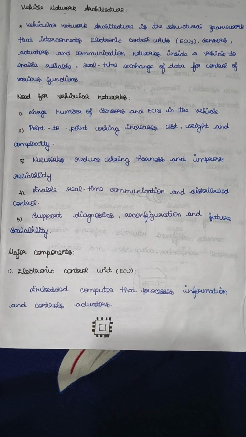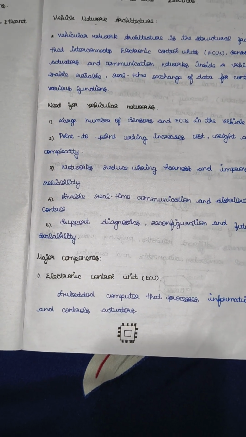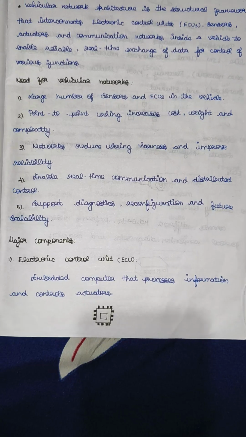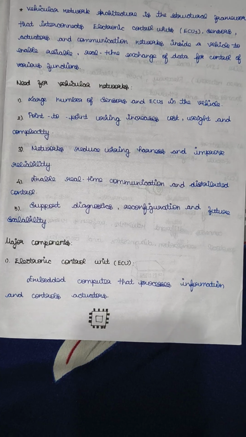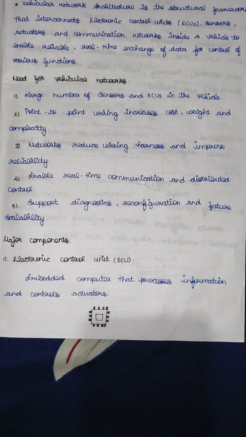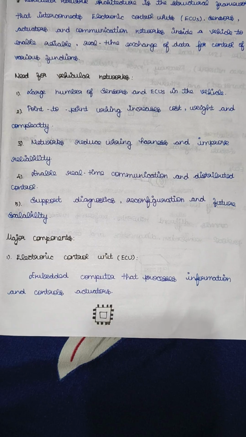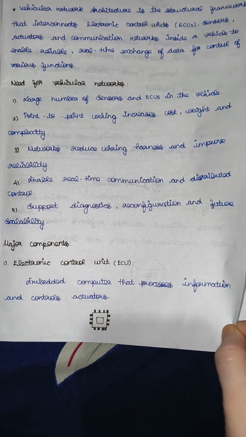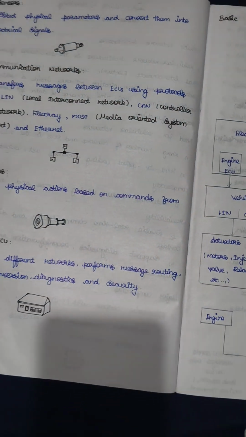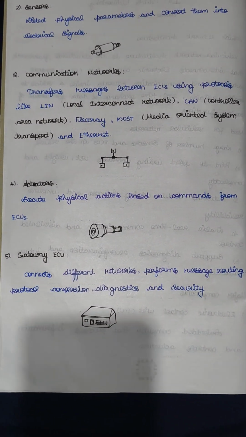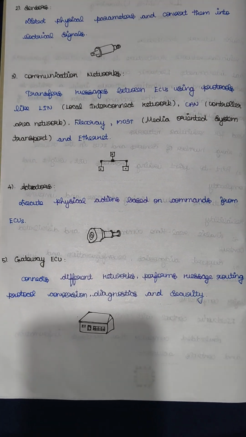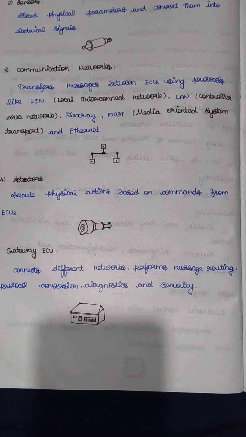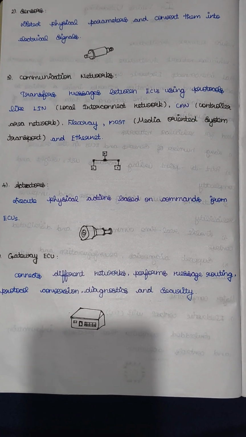Next, we will discuss the components present in the vehicular network architecture. The first is the ECU, that is, the electronic control unit. It is an embedded computer that processes information and controls actuators. So this is how it looks. The next one is the sensor. A sensor is mainly used to detect physical parameters such as speed, temperature, pressure, and position, and convert them into electrical signals.